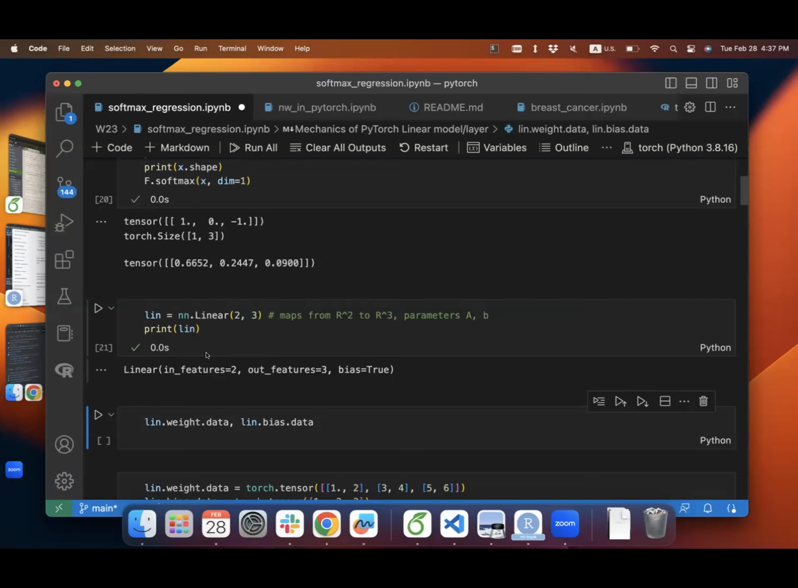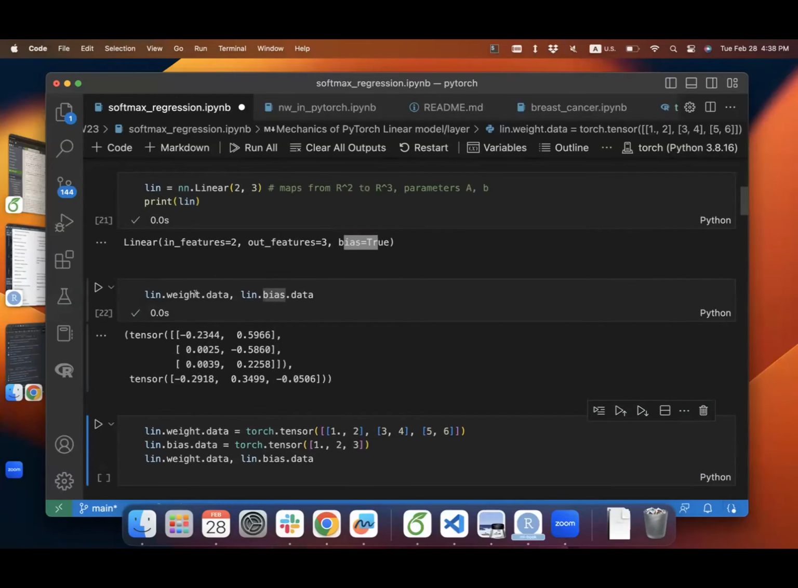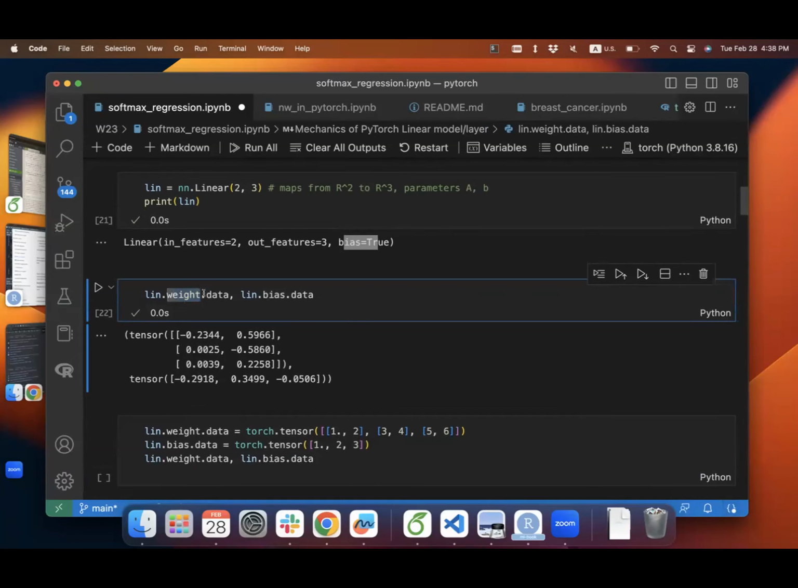It's really an object. It has a bunch of stuff in it, including the weights, but I can apply it to data. So if I look at this, it says there is a bias. Bias is true. And it has a property, weight, and that property has a property data, and it has a property bias, and that has a data. So these are the weights, and these are the biases. So the weights are 3 by 2, right? Because it maps from R2 to R3, right?